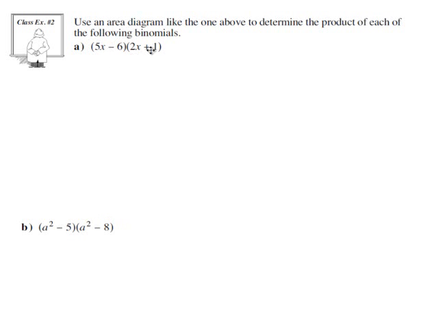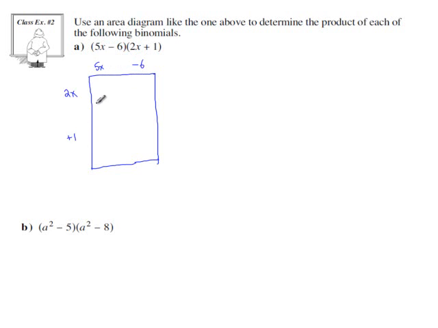So when you write an area diagram to find the product of binomials, all you're doing is writing each bracket as either the length or the width of a rectangle and then finding the area of the rectangle. I'm going to choose the first bracket, 5x minus 6. So it has a 5x component and a negative 6 component as the length of your first rectangle. And the 2x plus 1 can be the width. So I have a 2x here and a plus 1.